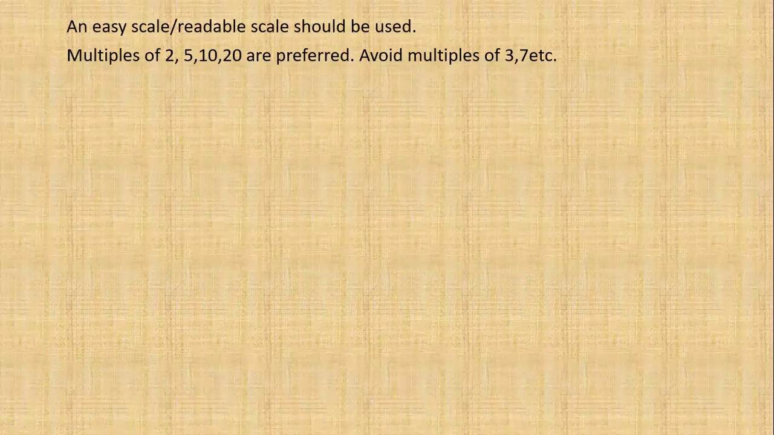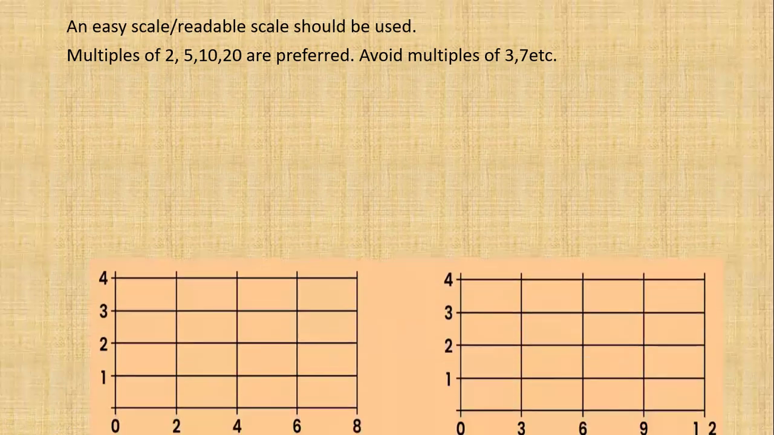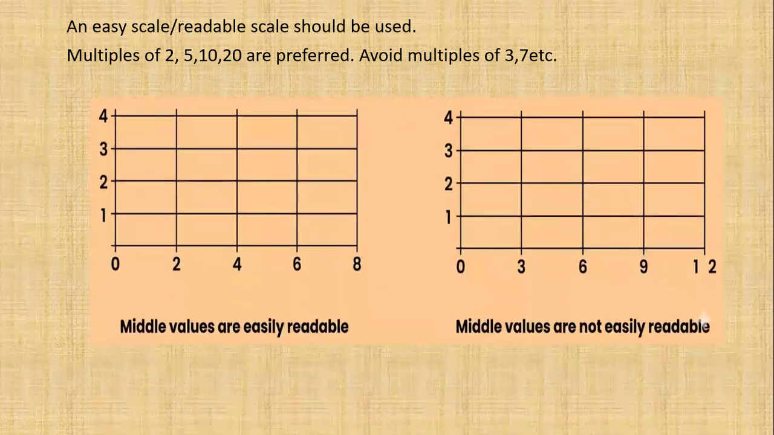And then, the very important thing is that you have to take a readable scale. The scale must be of 1, 2, 5, 10, or 20. That's the preferred one. You should avoid taking multiples of 3, 7, 11, 13 because they are not easily readable. Okay, the one on the left side is the recommended one. The values are middle values and they are easily readable. These values are not readable on the x-axis.